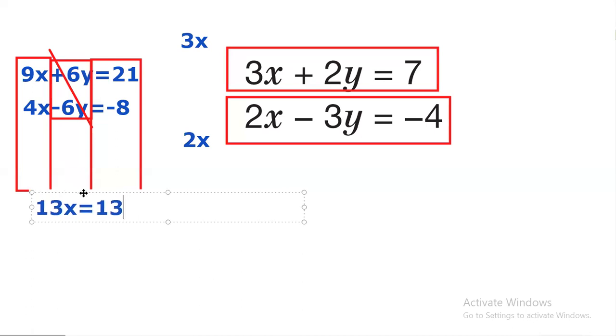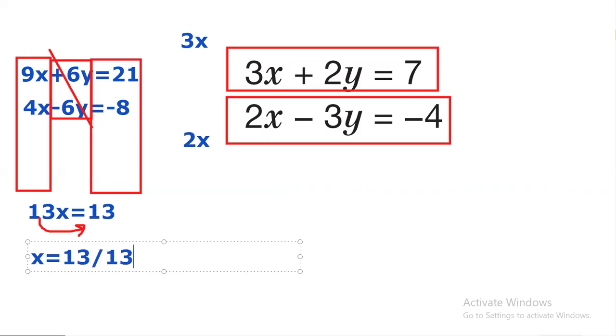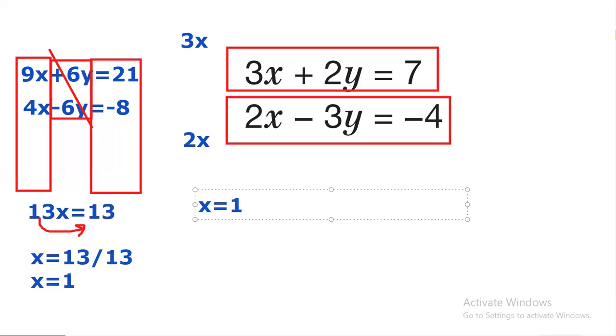Now 13x equals 13. I want to find the value of x. If 13 is multiplied by x, it means I can take it to the other side by dividing. So x will equal 13 divided by 13, which equals 1. And this is the first part of solving the equation, finding the value of x. So basically, we found x, which is 1.